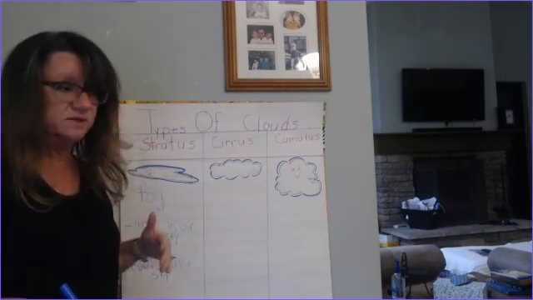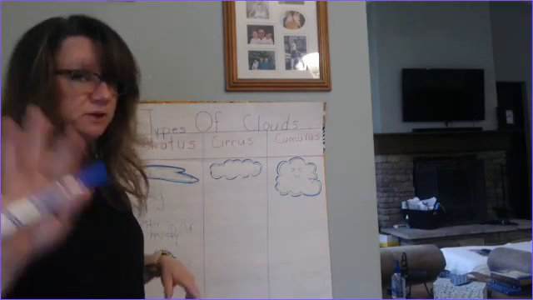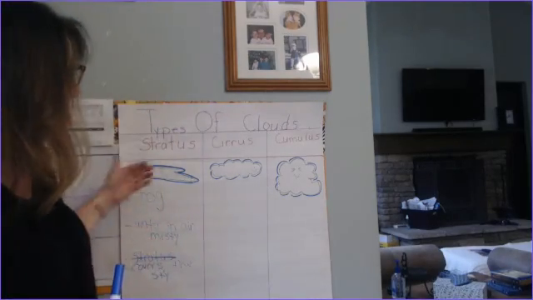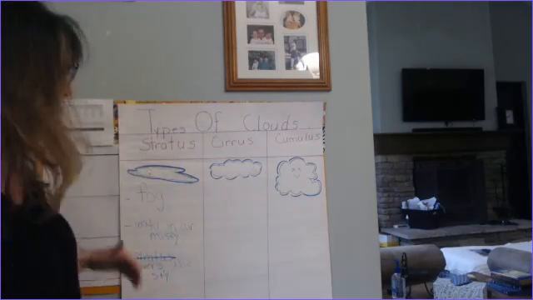Our next kind of cloud is a cirrus cloud. These are big science words, but you guys are very smart. I know you can do this. You can do hard things. Science words are hard, and you can do hard things.